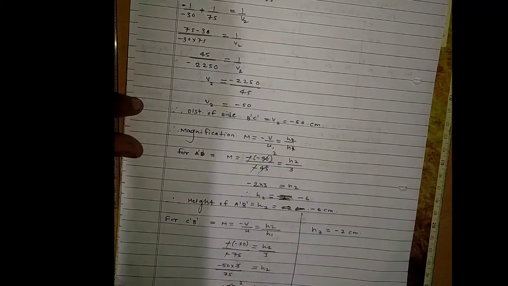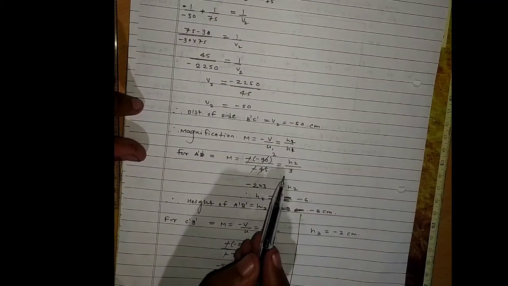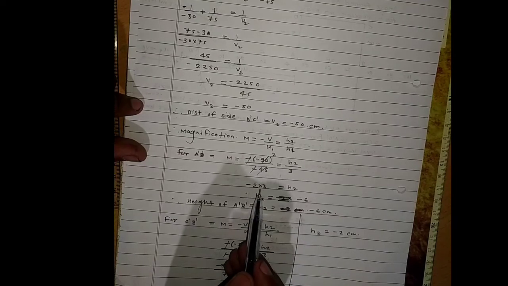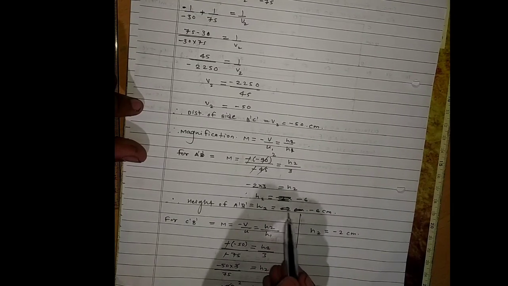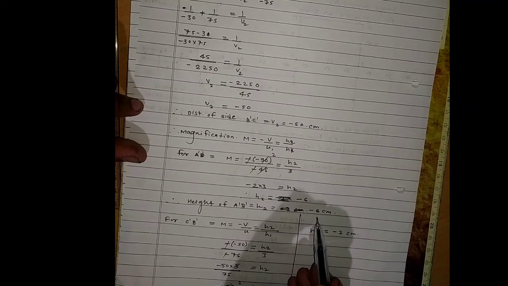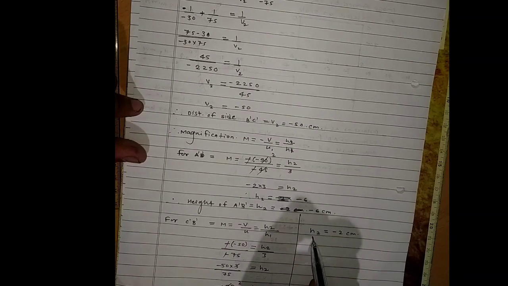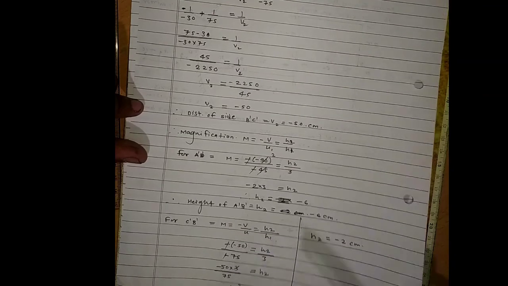Now we have the values. I have just one correction here, because we have not taken that 3 here. You will get -2 into 3, that is 2 3s are 6, so you will get -6. So not -2, it will be -6 here. Just that one correction here, and h2 is -2 centimeter.